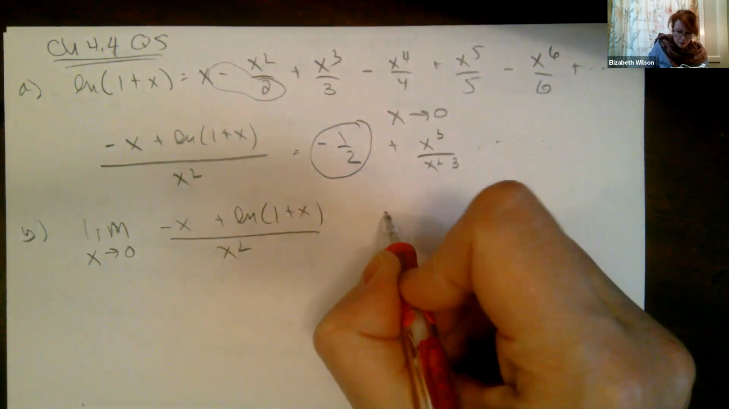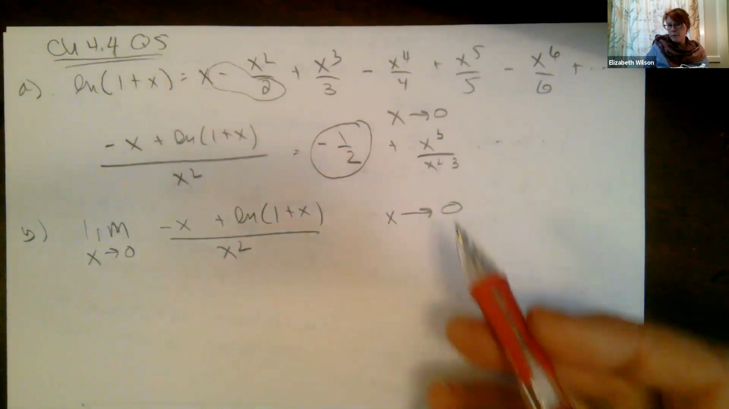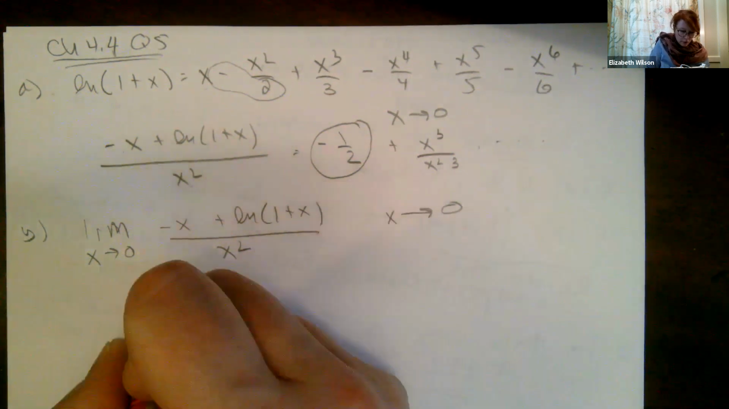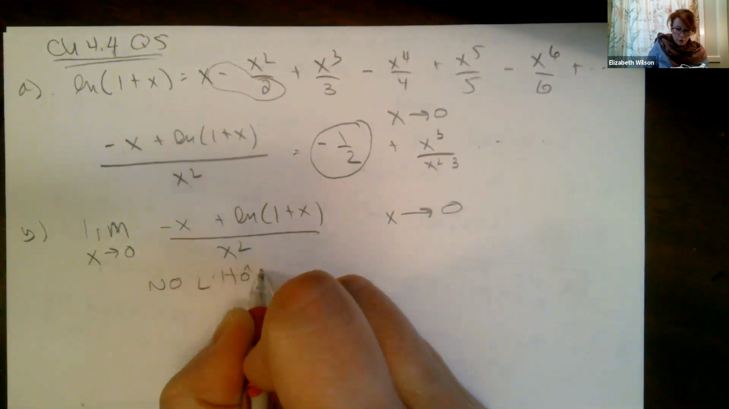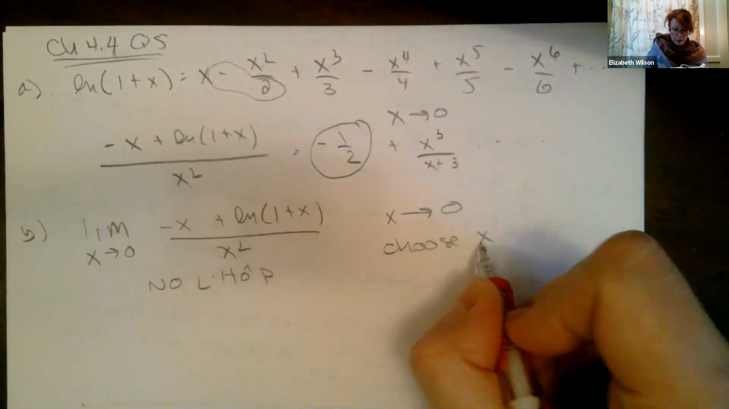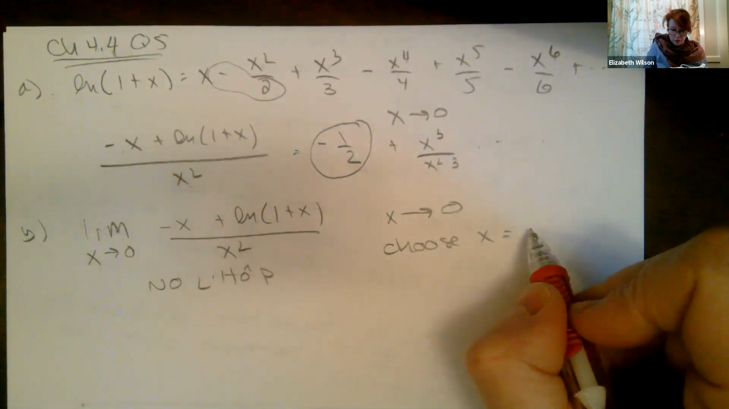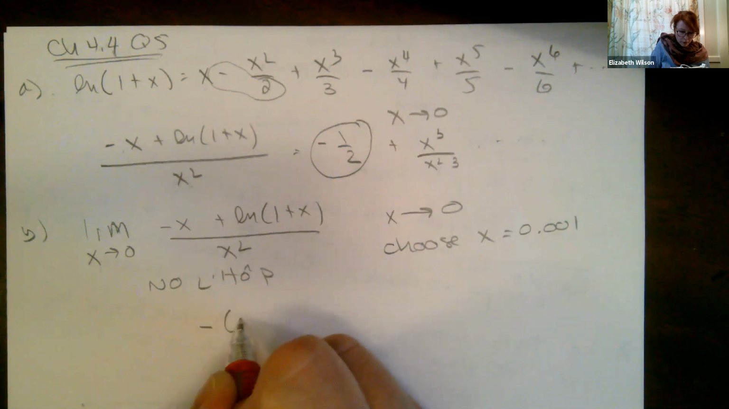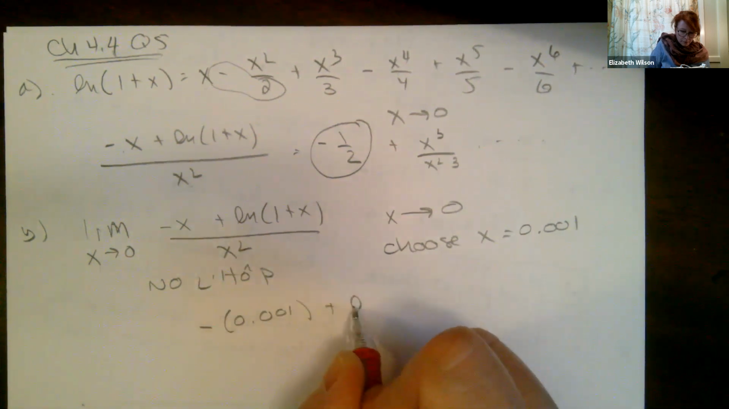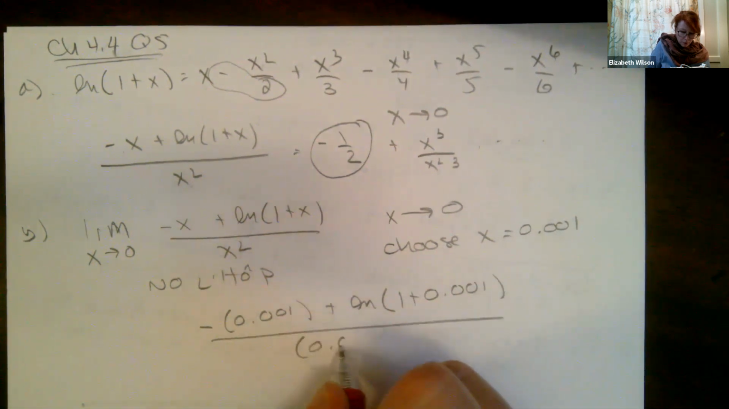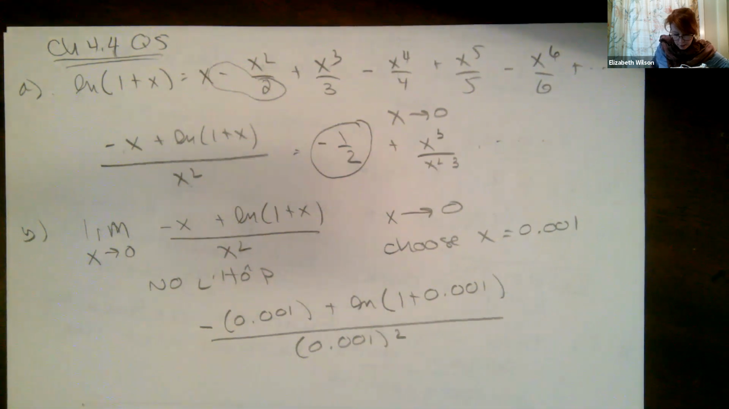And as x gets close to 0, right? And you can't use L'Hopital's. Normally we'd use L'Hopital's and see what was going on, but they're not going to let us do that. So what you can do is brute force, where I choose a value for x that's really close to 0, so 0.001 or 0.0000001, however many zeros you want, and plug it in. So I'm going to go minus 0.001 plus ln of 1 plus 0.001, all over 0.001 squared, and then do it out.